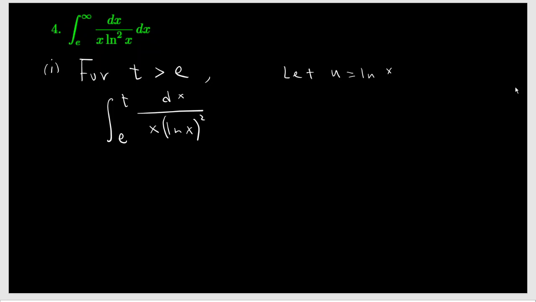Okay, choose u to be natural log of x, and then you compute du, right? du is 1 over x dx. You know the derivative of natural log of x is 1 over x. This one is supposed to be a definite integral. You have to convert the e value and t value to u values. The x value of e.